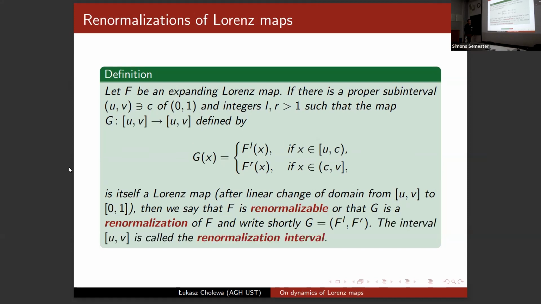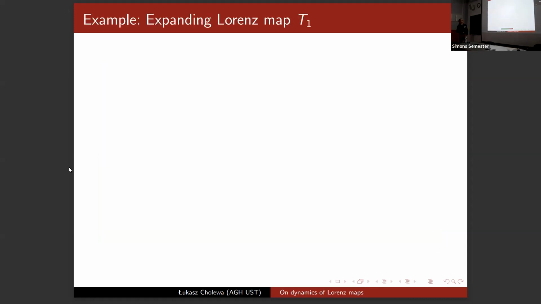In this case, the interval [U, V] is called renormalization interval. Here, F^L means the composition of the map F with itself L times, and similarly for F^R. So renormalization is some return map of original map F to some smaller interval around a critical point C. I will show you an example.